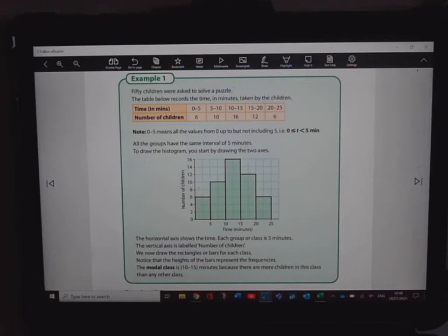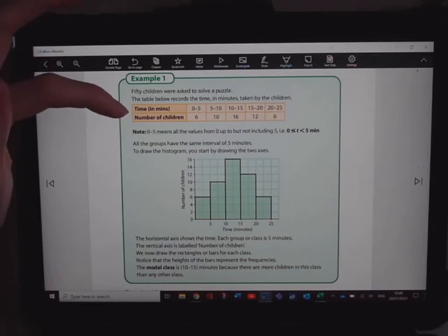Okay, we're going to have a quick look at histograms today. Histograms are very like bar charts, except your bars are stuck together. They are used to show continuous data. Bar charts are used to show discrete data. So for a histogram, you're talking about continuous data where there's no gaps between the data.